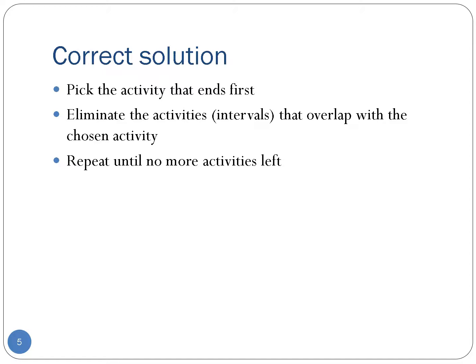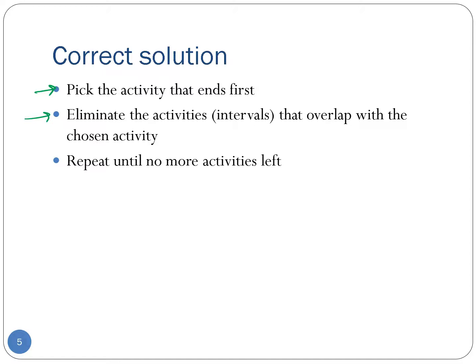So here is a correct greedy algorithm for the problem that always works. So first we sort the input set of activities in increasing order of their finish times. Then we pick the activity that ends first. After this, we eliminate all those activities that have an overlap with the chosen activity.